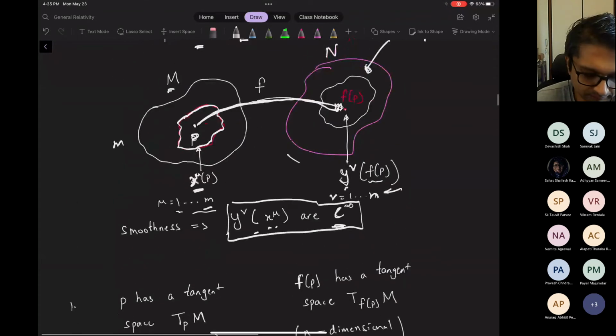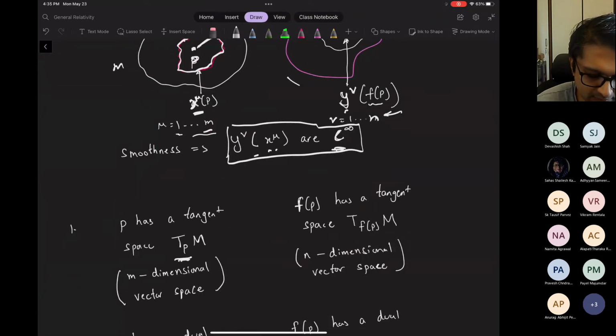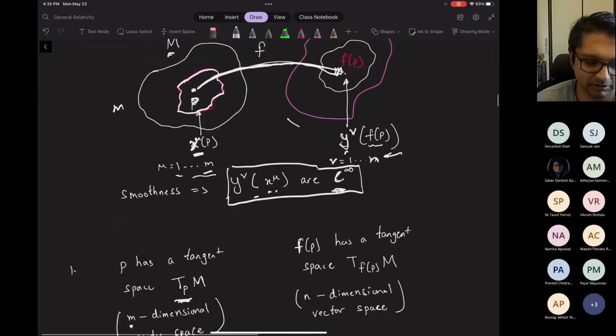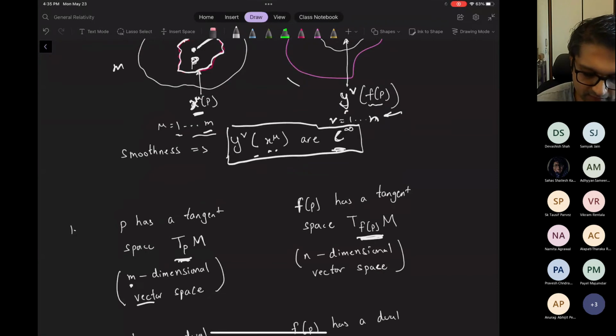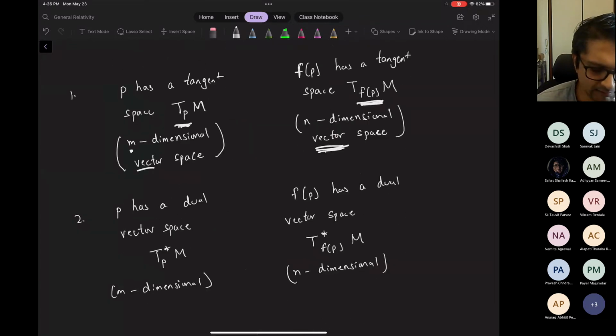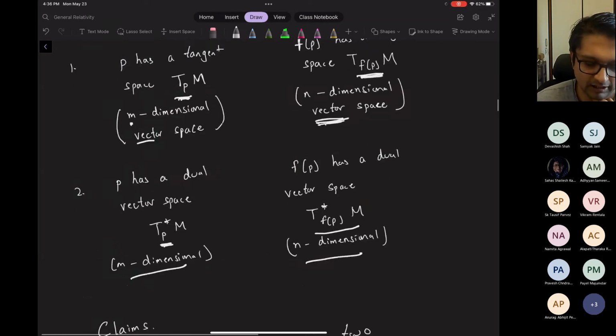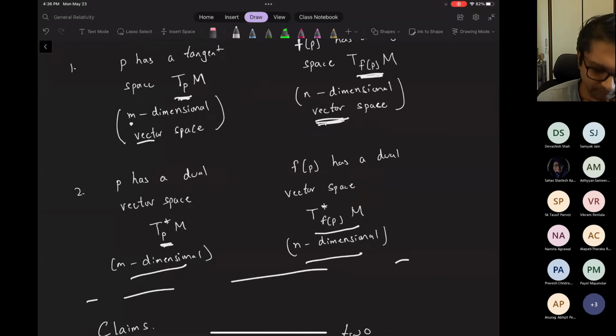Okay, so now this point P has a tangent space, which is the tangent space at P on M, and this is an m-dimensional vector space, because there are m independent tangent vectors that you can construct at P. This point f of P has a tangent space T_f(P) N, and this is an n-dimensional vector space. P also has a dual vector space, T_p star M, which is also m-dimensional, and f of P has a dual vector space T star f(P) N, which is also n-dimensional. So this is the basic setup, and now I'll make a claim.